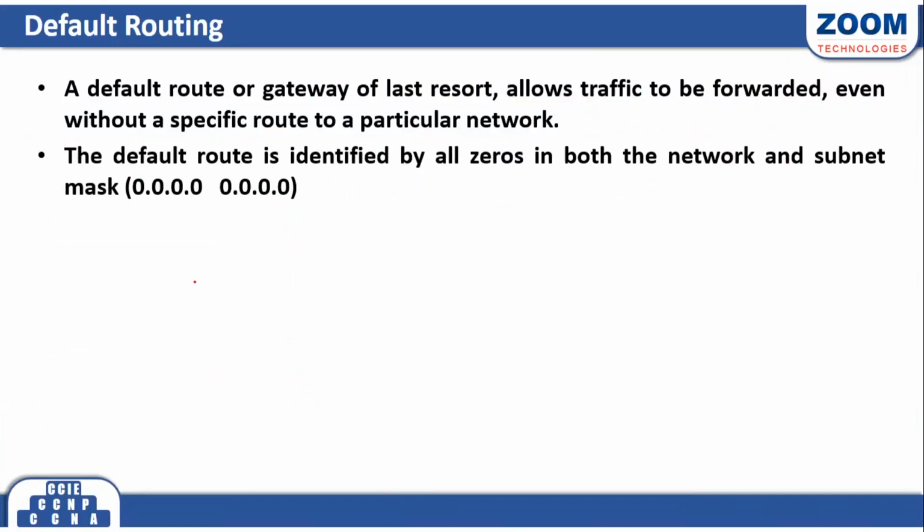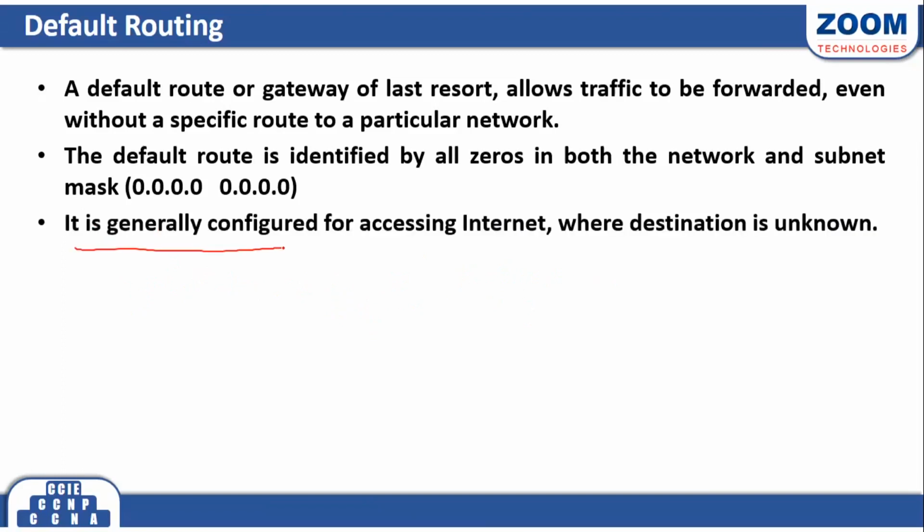Default routing is like static routing. We can call it static default routing also. What is the syntax of static routing? IP route, destination network ID, destination subnet mask. So the destination network ID is 0.0.0.0 and the destination subnet mask is 0.0.0.0. It means any network, in any subnet, traffic should be forwarded.